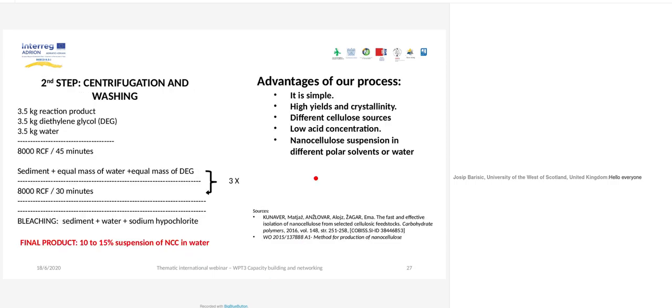The next slide will give you some rough information about what is needed, for example, for one cycle of this nanocrystalline cellulose production. The 3.5 kilograms of the reaction product from the reactor, you dilute it, you centrifuge it, you rinse it several times with a mixture of glycol and water or just water, and then at the end bleaching and the final product. It's a 10 to 15% suspension of nanocrystalline cellulose in water. So the process is actually quite simple.